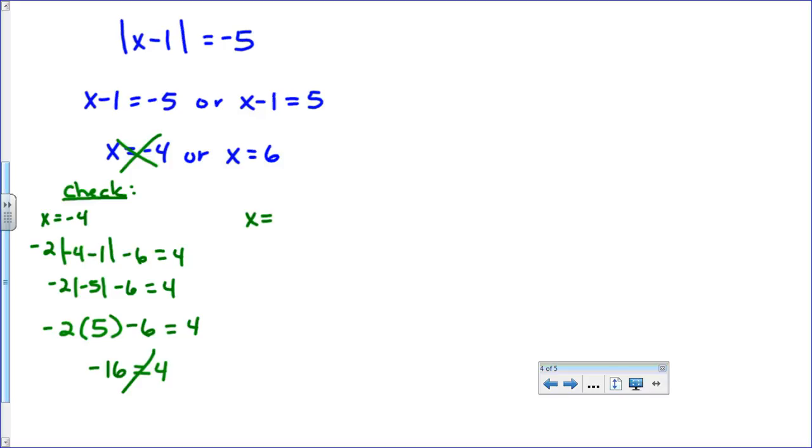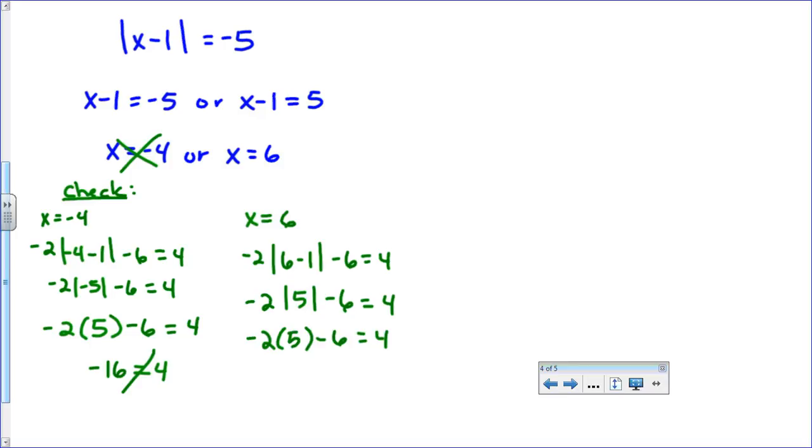Okay, x equals 6. Same thing. -2, 6 minus 1, minus 6 equals 4. What's the absolute value of +5? +5. Again, I'm getting -16, which does not equal 4. So I know this is no solution because neither one of my answers worked when I checked them.